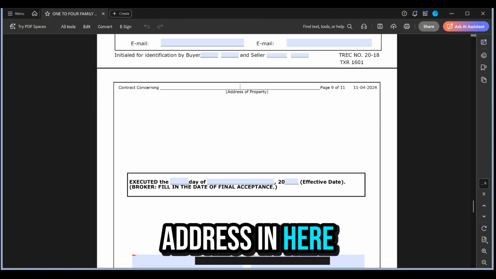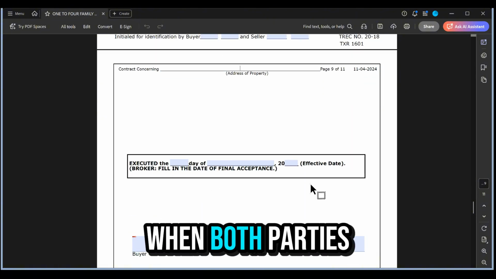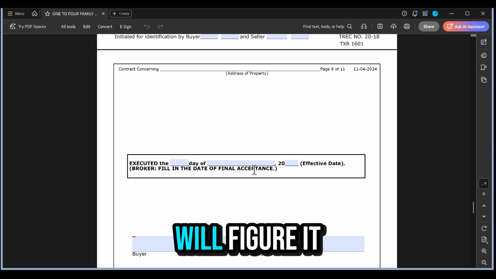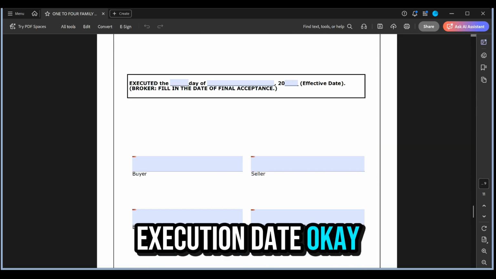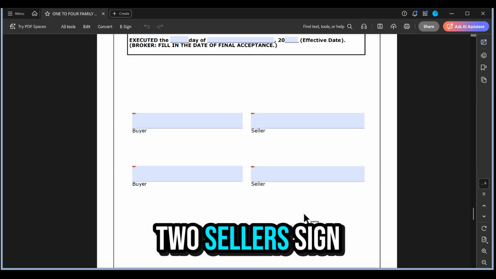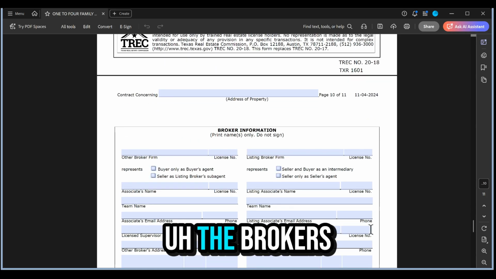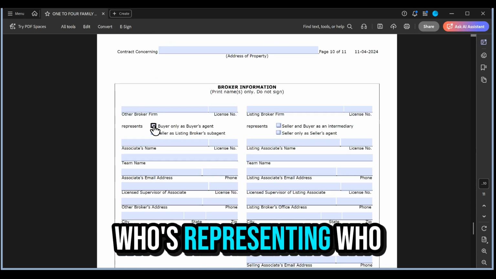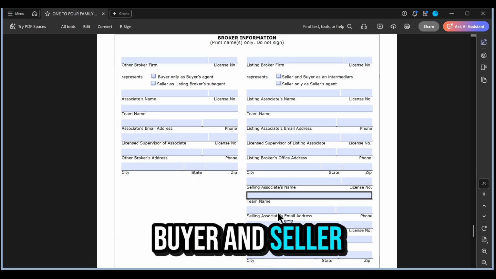Make sure you put the address in here. This is the date that it's executed, when both parties sign it. The title company will fill out the execution date. Buyers: if there are two buyers, they both sign. Two sellers sign here. And the brokers put their information, who's representing whom, seller and buyer.